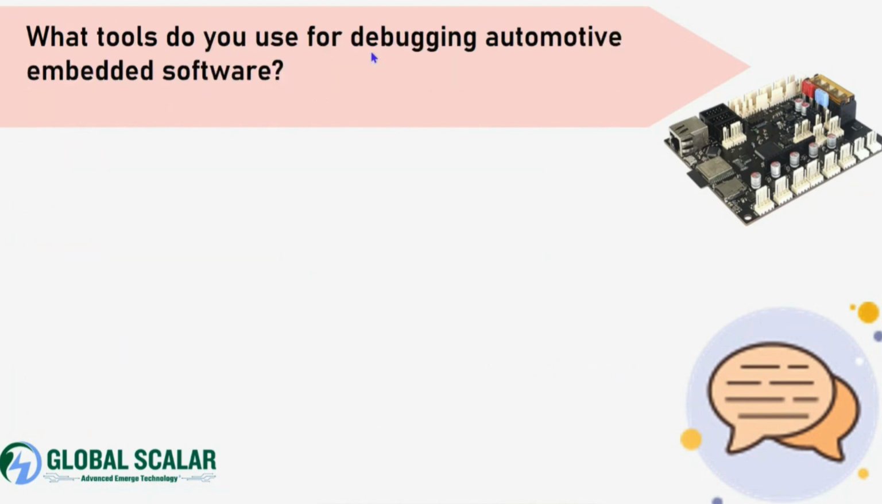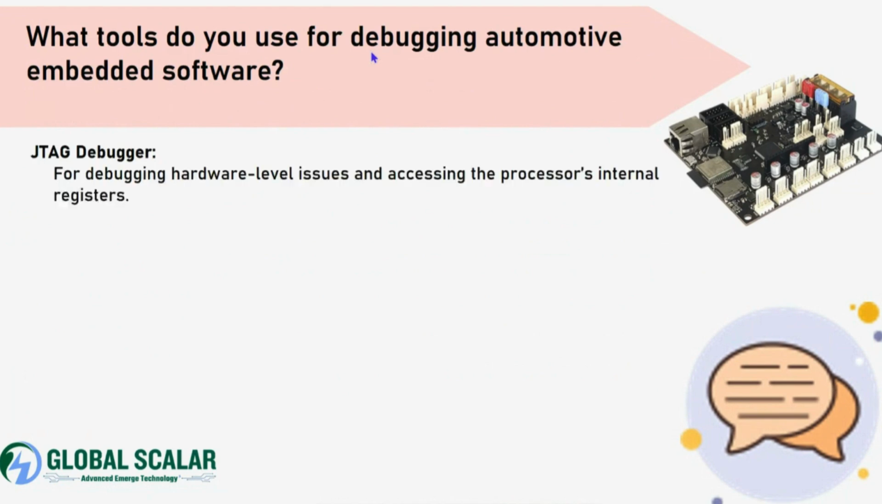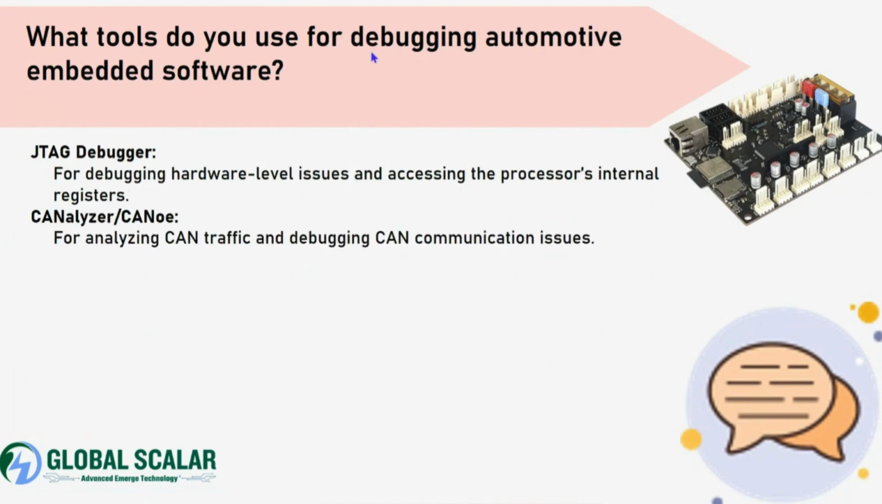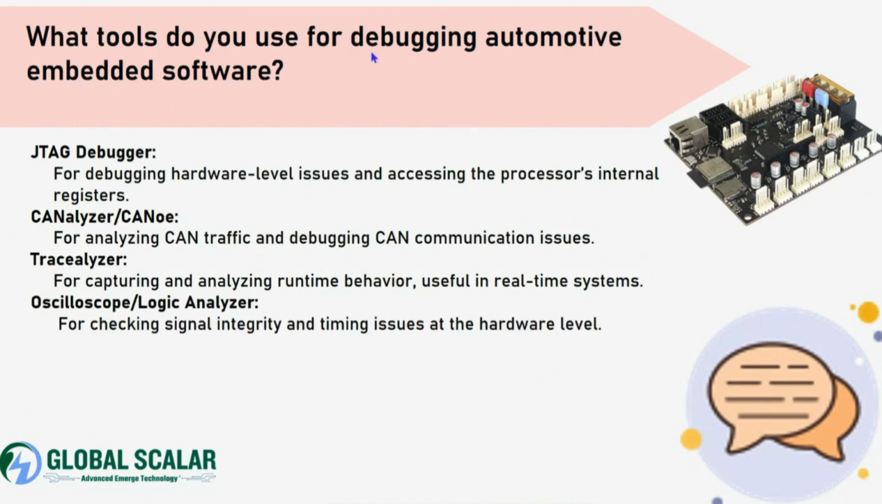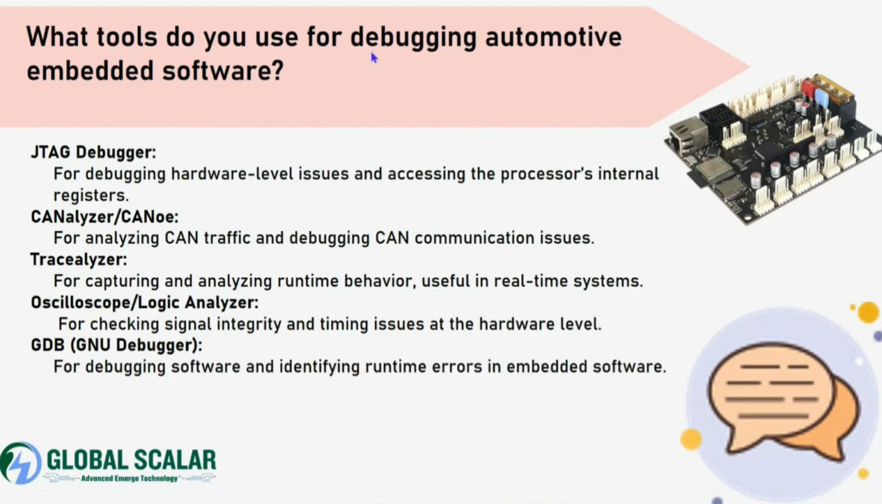What tools do you use for debugging automotive embedded software? JTAG debugger for debugging hardware-level issues and accessing the processor's internal registers. We use the JTAG debugger, and a CAN analyzer and CANoe for analyzing CAN traffic or debugging CAN communication issues. Trace analysis for capturing and analyzing the runtime behavior, useful in real-time systems. An oscilloscope and logic analyzer for checking signal integrity and timing issues at the hardware level. And the GNU debugger for debugging the software and identifying runtime errors in the embedded software.